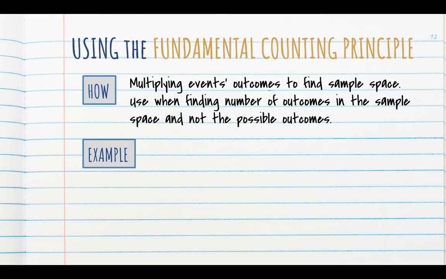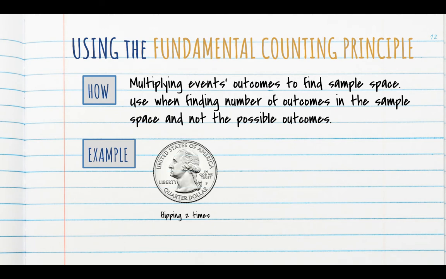The third method for finding sample space is called the fundamental counting principle. This is best used when you're just wanting to know the number of outcomes and not the specific possible outcomes. For example, let's do that flipping the coin 2 times. Maybe I just want to know how many things could happen and not know which specific combinations.